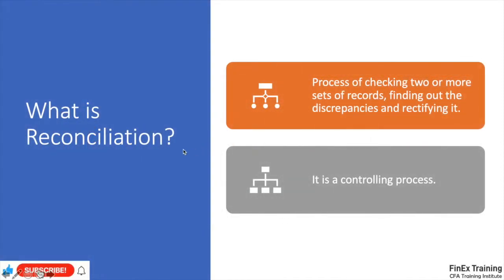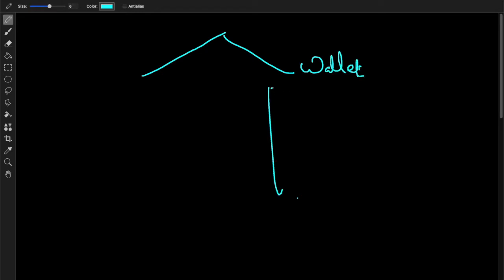So number one, what is reconciliation? Reconciliation is a process of checking two or more sets of records, finding out the discrepancies and rectifying them. It is a controlling process through which we check if there are any discrepancies. Now to understand this, let's take the example of a person carrying a wallet, and in his wallet there is a balance of 1,000 rupees.